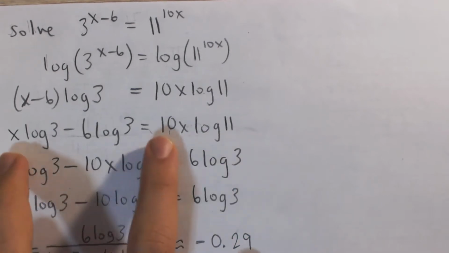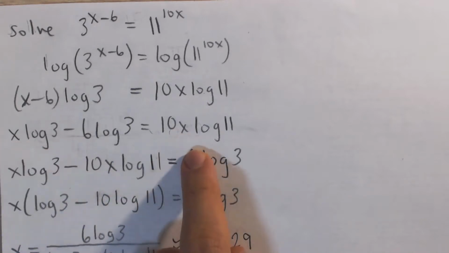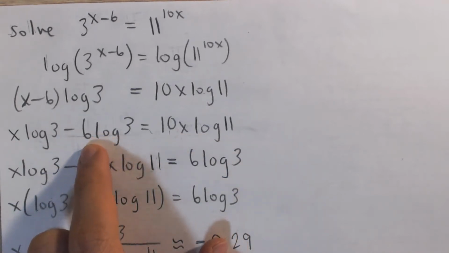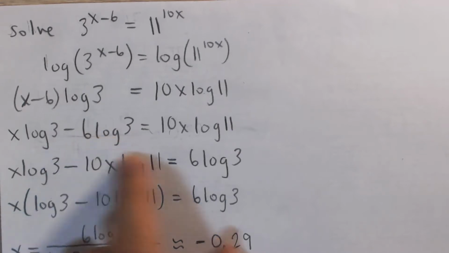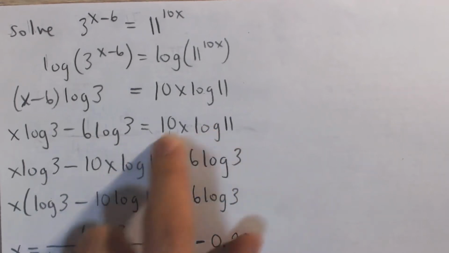Then what I want to do is move the terms with x to the same side of the equation. So I'm going to move this to the left side, and I want to get all the other terms, so you can see I have a constant term, right? 6 log 3, that's just a number. I'm going to move that to the right side. So here, this will become positive. Over here on the left, this will become negative.